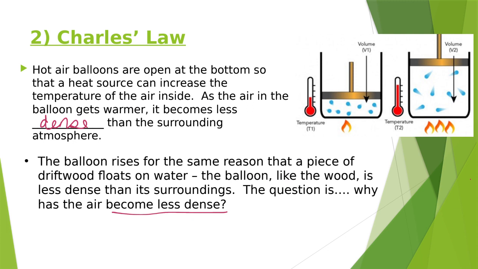Let's talk about Charles' law now, that is going to relate temperature and volume. So hot air balloons are open at the bottom so that a heat source can increase the temperature of the air inside. When we have ever gone into a hot air balloon or just seen them in action, we know there's quite a large heat source that is heating up those gas particles inside that balloon. By doing that, your gas particles move around faster.